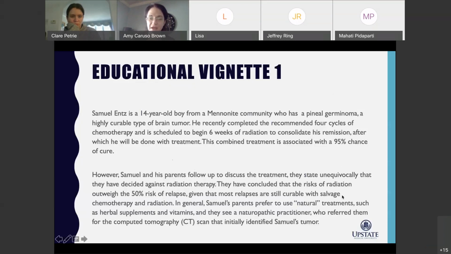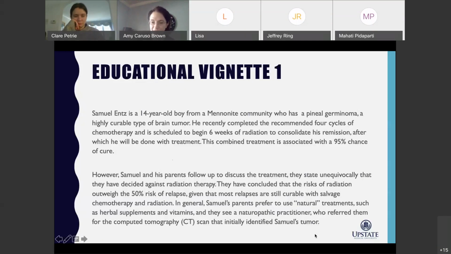However, his parents follow up to discuss the treatment, and they state that they've actually decided against radiation. They've concluded that the risks of the radiation therapy at this point outweigh the 50% risk of relapse, because they know and understand from their conversations with their oncologists that most relapses are still curable with salvage treatment. In general, their preference is for natural treatments, as they described it, such as herbal supplements and vitamins.